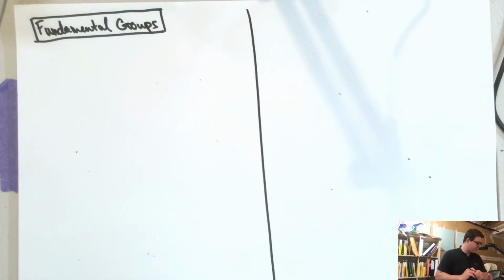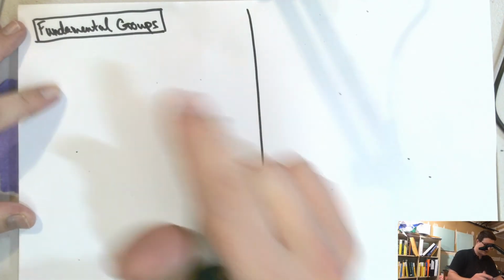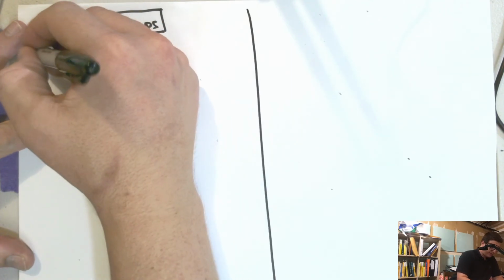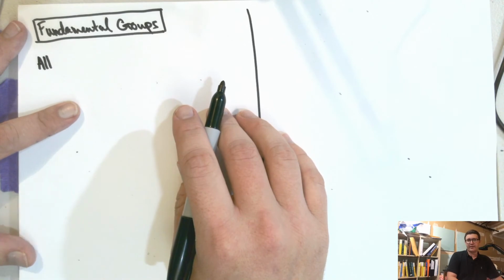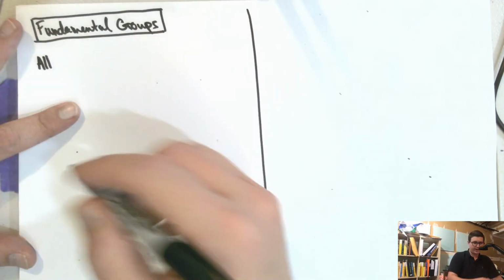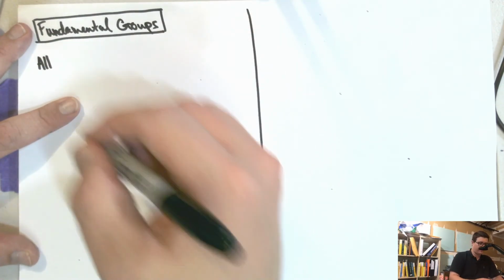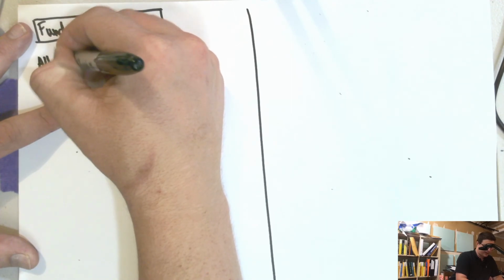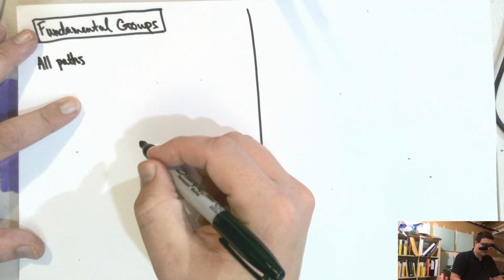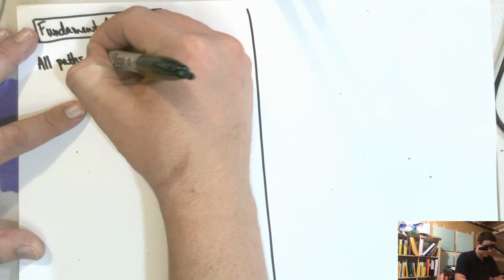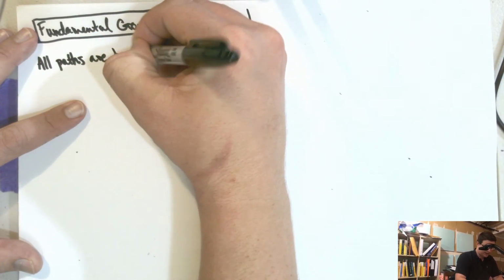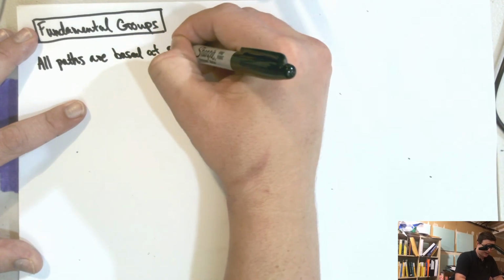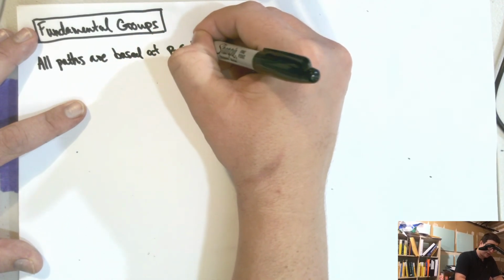The first thing to observe is that all paths, and I'm going to use the word paths for these wire hanging things, all of the paths that we'll make are based at a point P naught in R2.